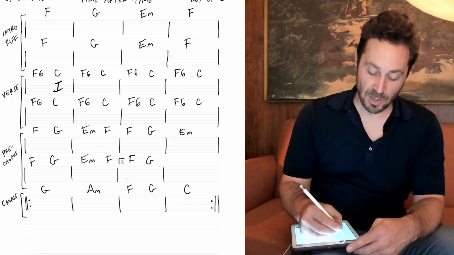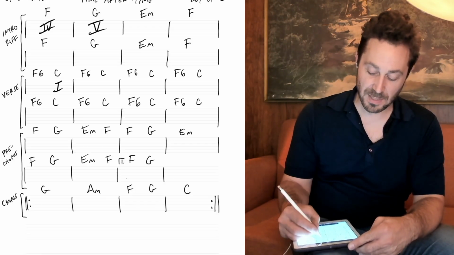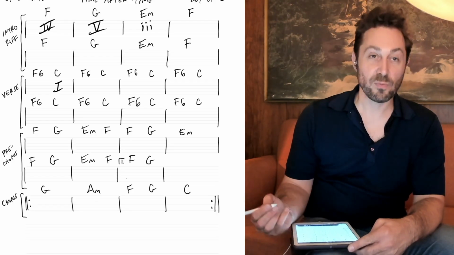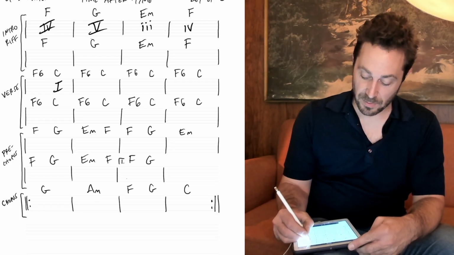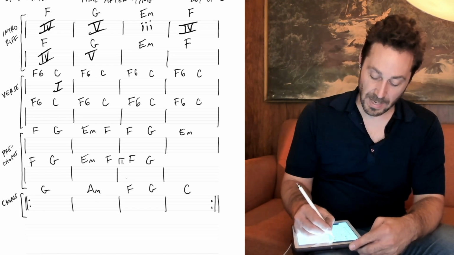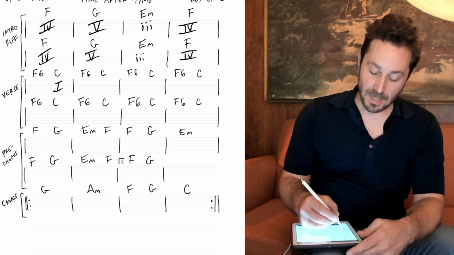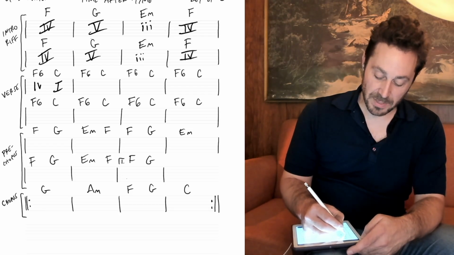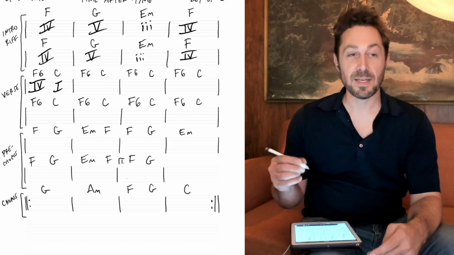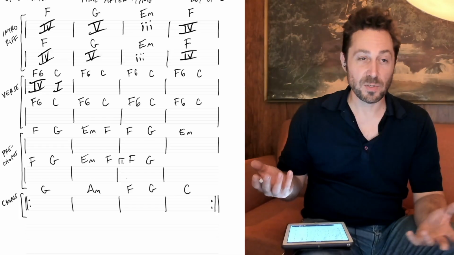So right here in the intro, F is the 4 of C, G is the 5 of C, E minor is the minor 3 of C, and F is the 4. Then they just do it again. 4, 5, minor 3, 4. Then I wrote F6. I just told you how that chord is built, F, A, C, D. But for what we need, it's just a 4 chord. You could play it as an F.